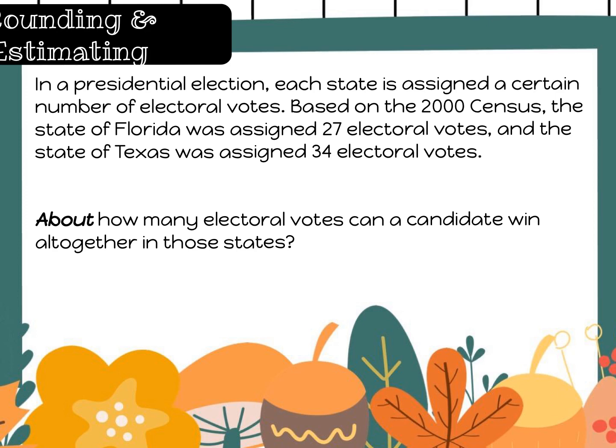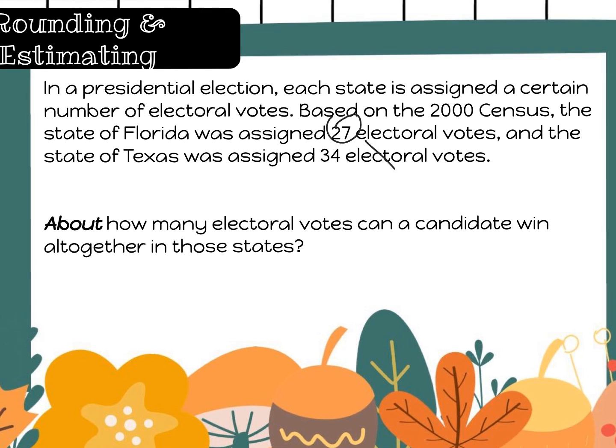So let's look at an example problem. It says in a presidential election, each state is assigned a certain number of electoral votes. Based on the 2000 census, the state of Florida was assigned 27 electoral votes, and the state of Texas was assigned 34. About how many electoral votes can a candidate win altogether in those states? So when it says about how many, right then, you should be able to look and see, okay, well, 27 is close to what? 30. And then 34 is close to 30. So in my head, I can add those two together, and it's going to be about 60.